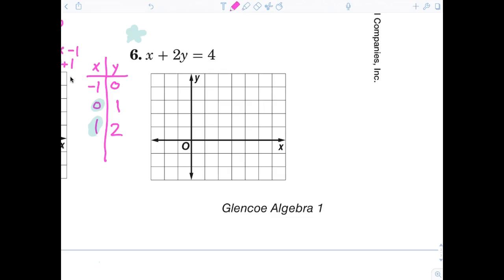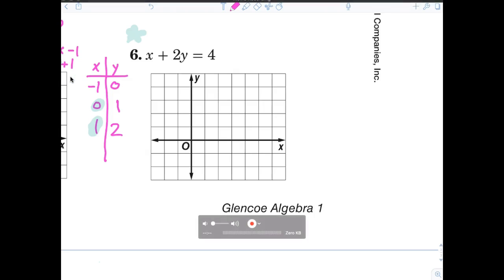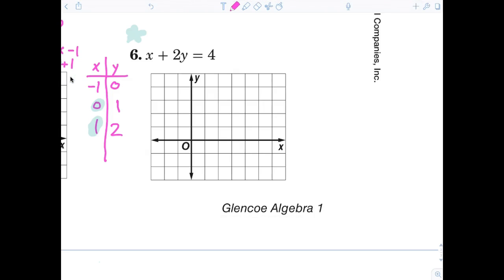I want it in the right format, y equals. I'm not in y equals right now. So the x moves to the other side. When I move the x to the other side, it becomes negative x. So now I want you to write down 2y equals negative x plus 4. Is everybody with me on that? So far, so good, right?